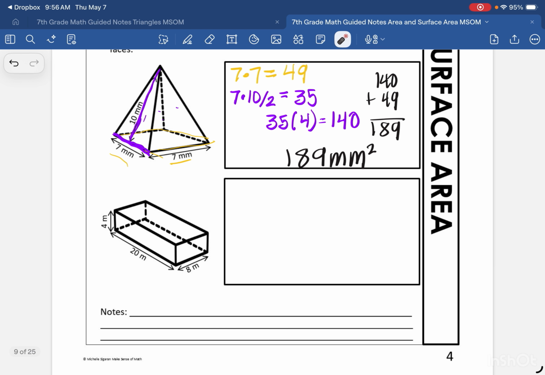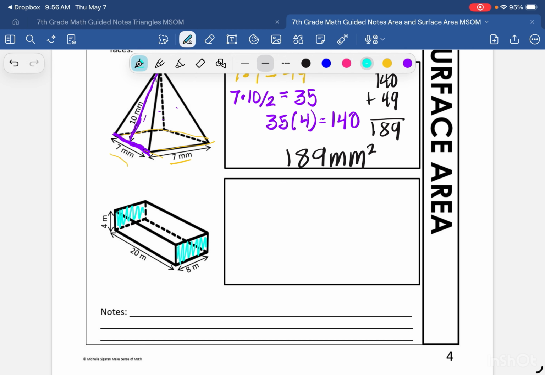Now we are going to find the surface area of this rectangular prism here at the bottom. So notice we have these faces right here that are the same and are perpendicular to each other. So if I look at those, I have an area of 8 times 4. So 8 times 4 is 32.